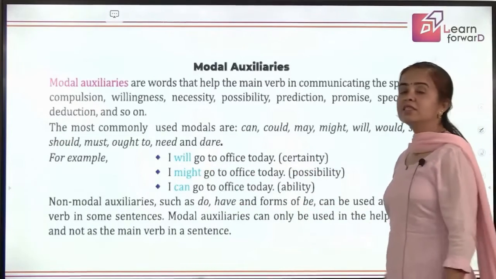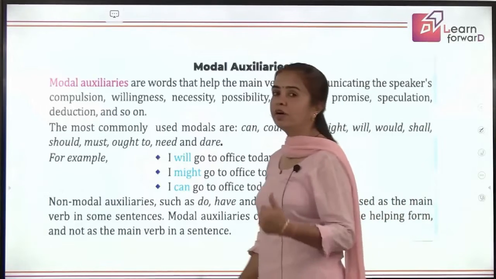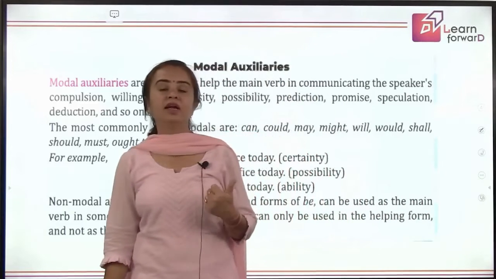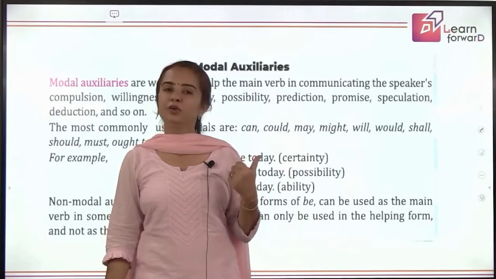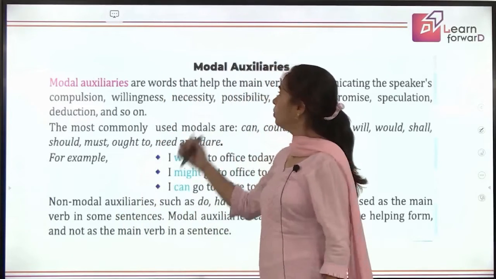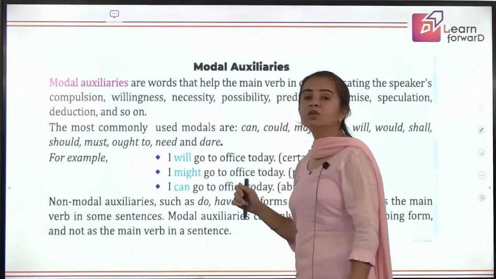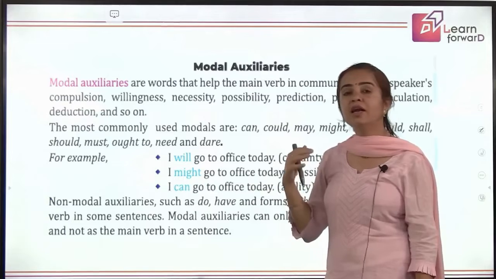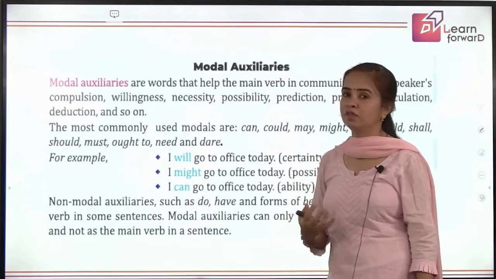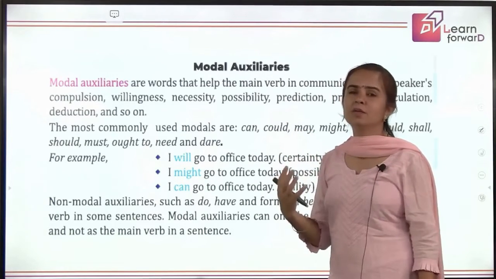So coming next is modal auxiliaries. We have already learnt about primary auxiliaries. There are three primary auxiliaries: do, have, and be. Now what about the modal auxiliaries? Modal auxiliaries are the words that show the mood of the speaker, in what context the person is saying.